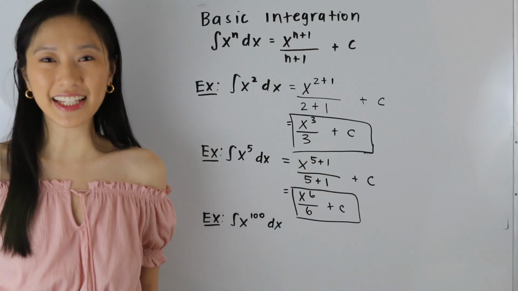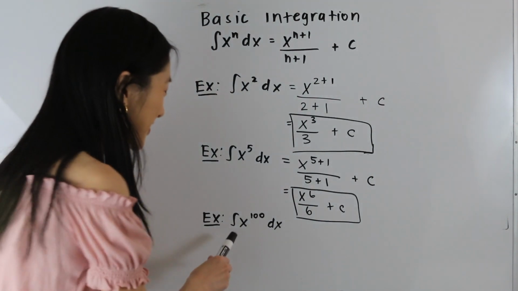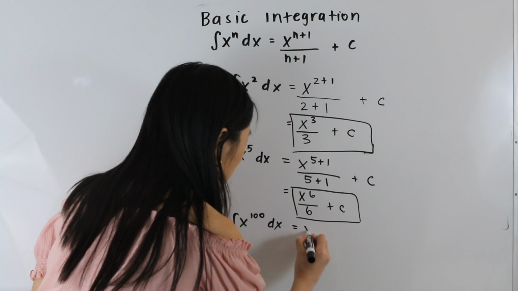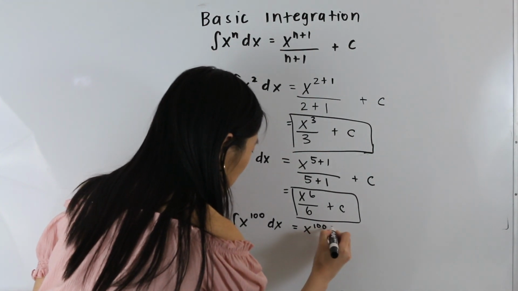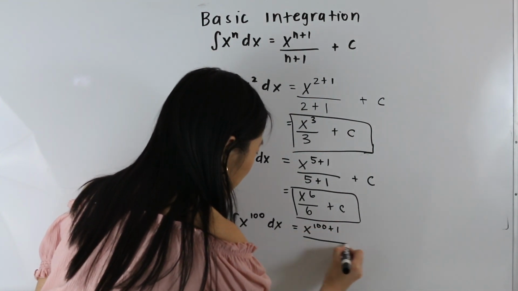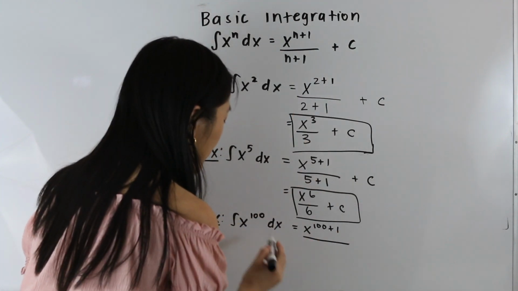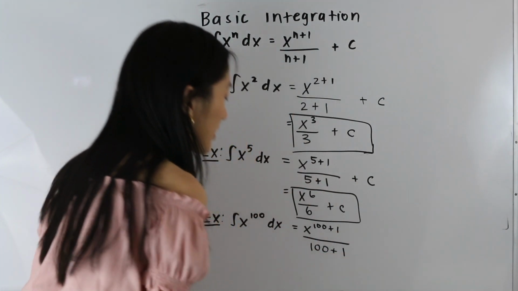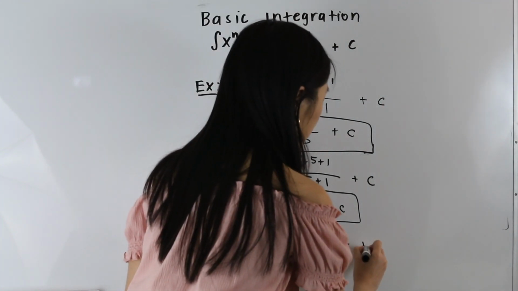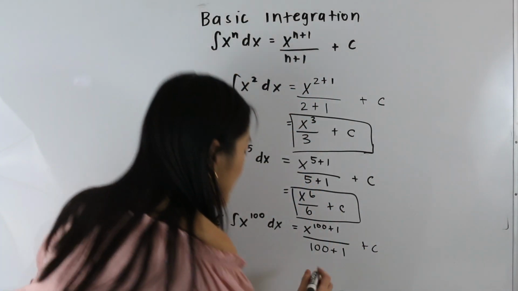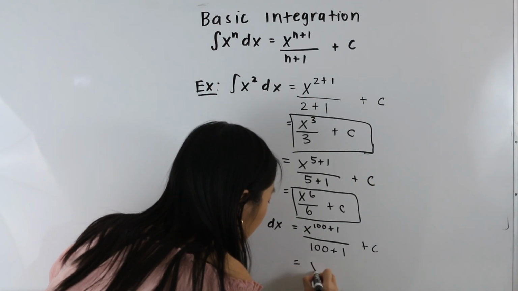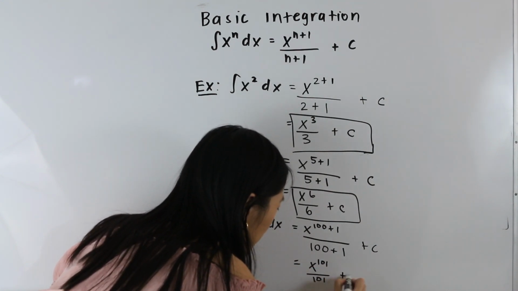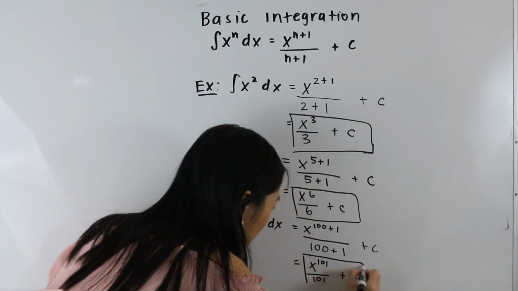Let's take a look at this last example here. So we have the integral of x to the 100, and so we start out by adding 1 to our power, so x to the 100 plus 1 over n plus 1. So n is 100, and we just add 1 to that, and then plus c. Then simplifying this, we have x to the 101 over 101 plus c. And that is our final answer.